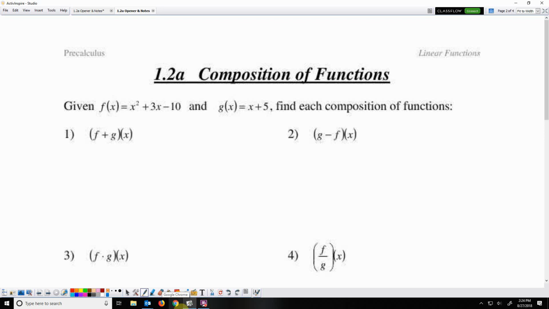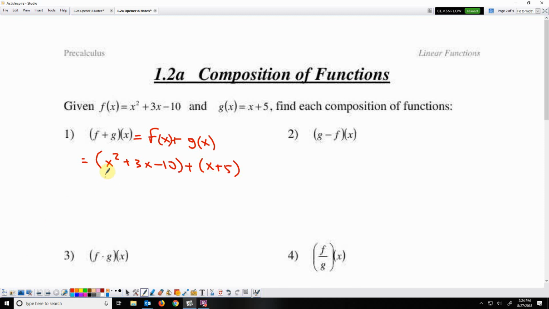Hey guys, welcome back. Today we are going to be doing composition of functions, which means for today we will add, subtract, multiply, and divide functions, and we will find the value of a function of a function. So when we add, a slightly less formal version of this that you may have seen before would be f of x plus g of x, which just means x squared plus 3x minus 10 plus x plus 5.